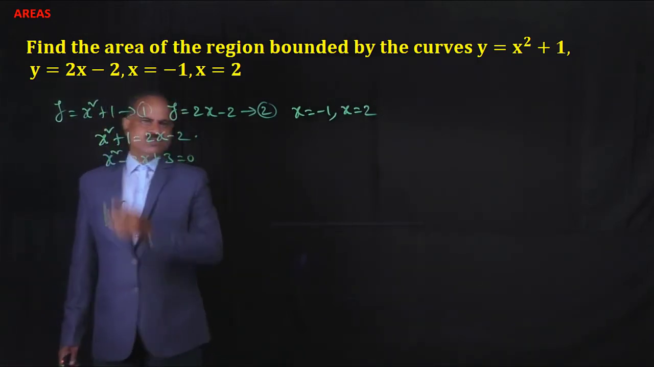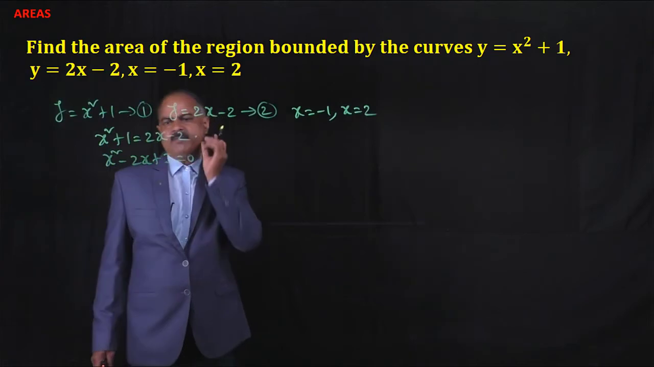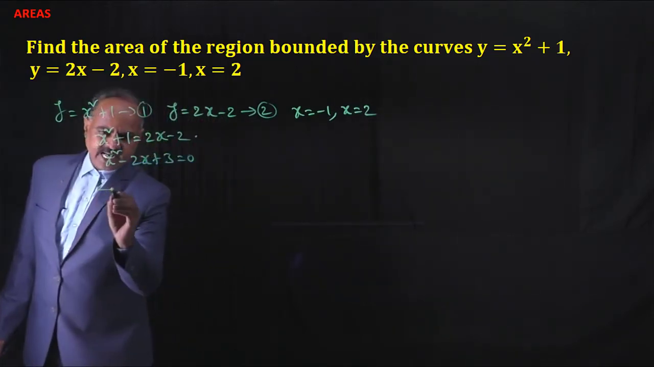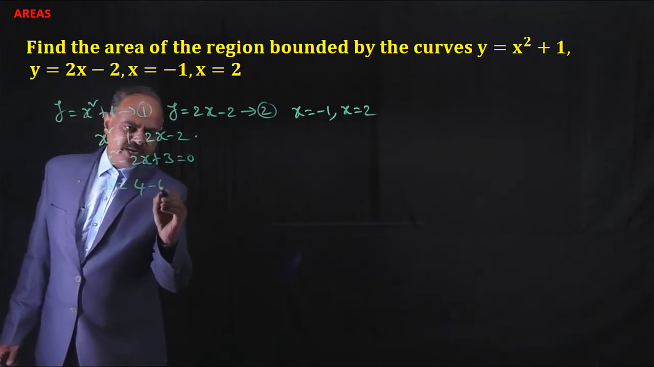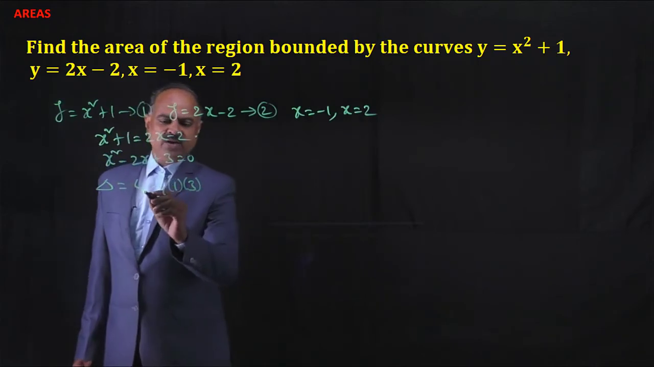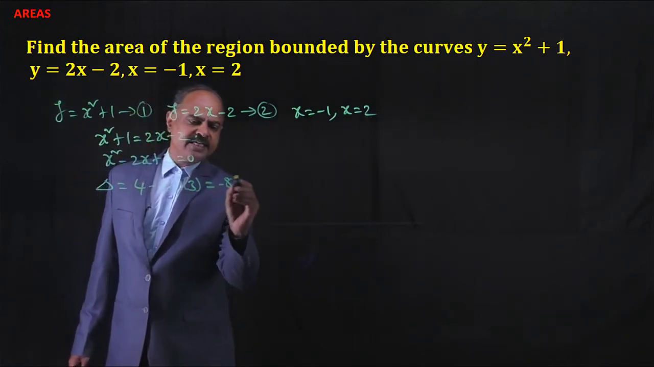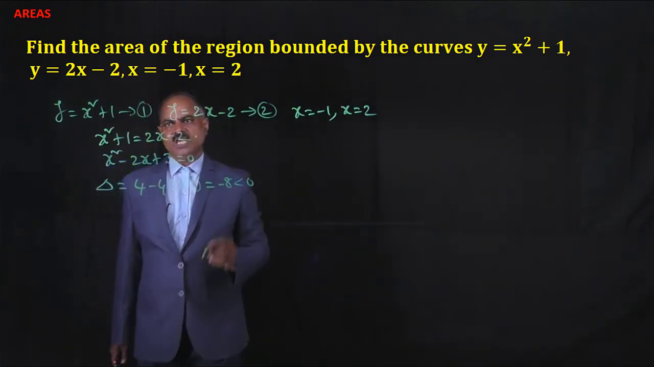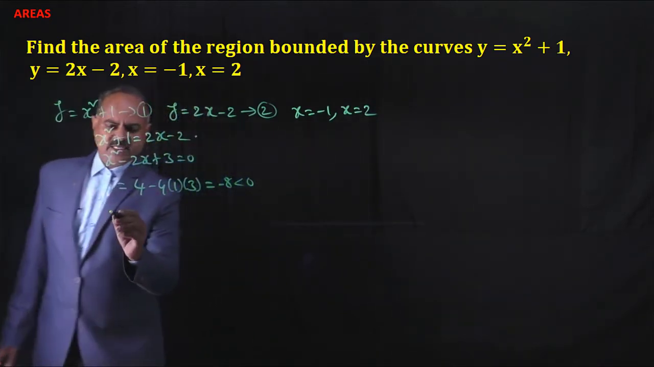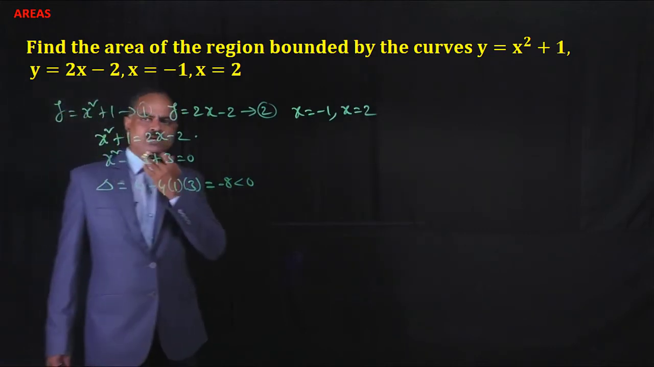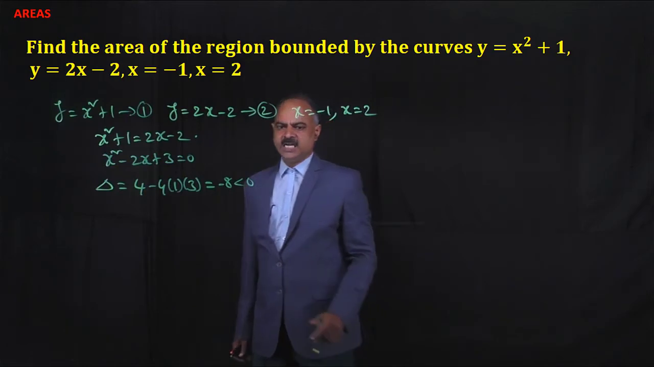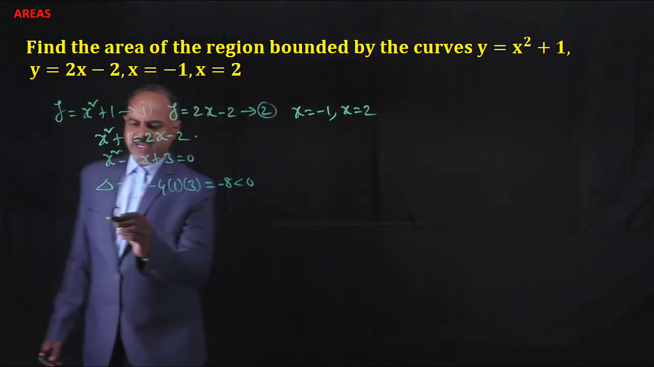Here x square minus 2x plus 3 equal to 0. Here delta is equal to b square minus 4ac. So that is equal to 4 minus 12, that is minus 8, less than 0. So therefore the curves do not intersect. So y equal to x square plus 1 and y equal to 2x minus 2 do not intersect.